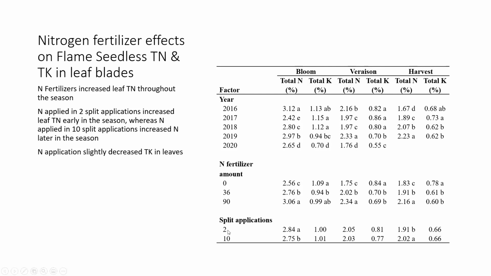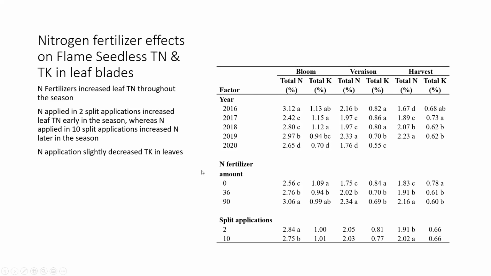So split applications, we tested 2 different split applications, either one where the amount of N that was applied over the course of the year was applied in 2 split applications, so half at each time, or over 10 split applications, so 1/10 at each time. And we look at the first 2 sets of data are TN and TK for bloom, and then we have veraison and harvest.